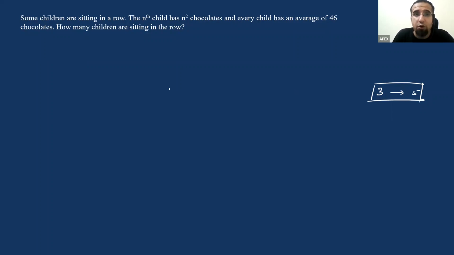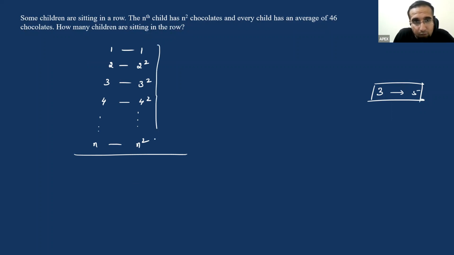So if you observe, the first child will have 1 chocolate, the second child will have 2 square, that is 4 chocolates, the third child will have 3 square, that is 9 chocolates, fourth child will have 4 square, and there are n children, and the last will be n square. Now the sum of all this will be the sum of the squares of first n natural numbers, that is n into n plus 1 into 2n plus 1 divided by 6.